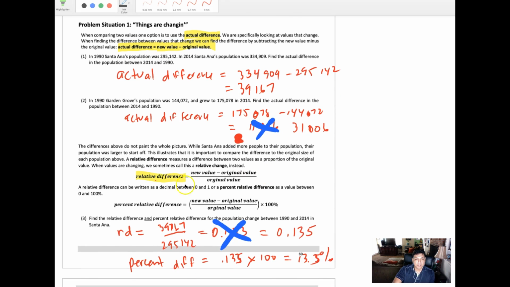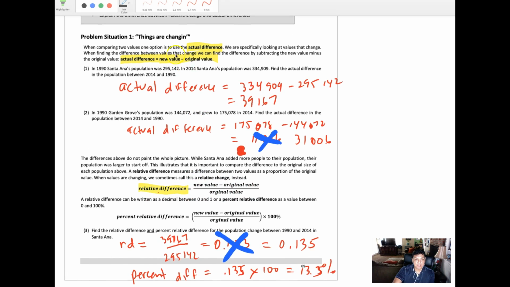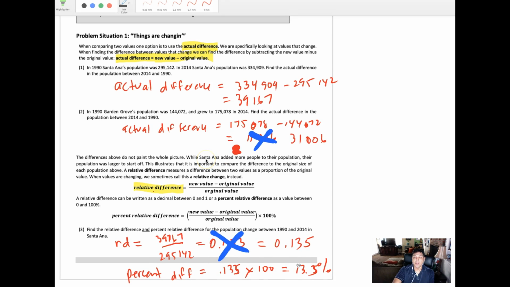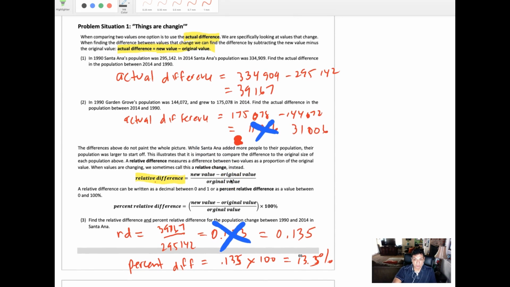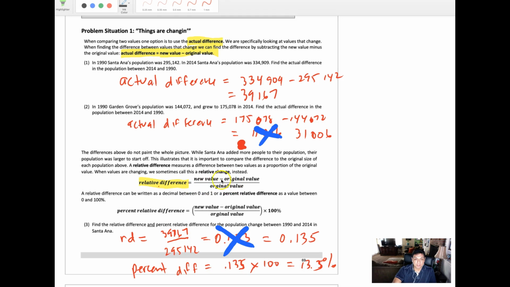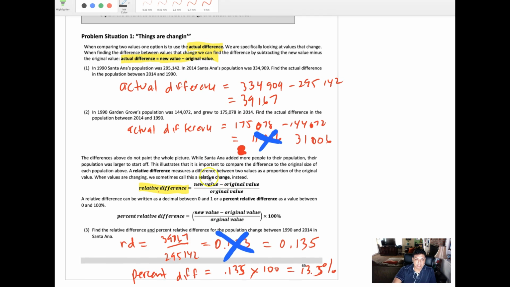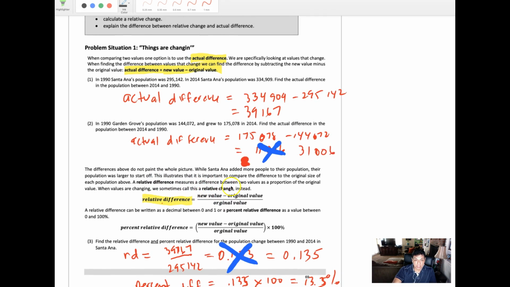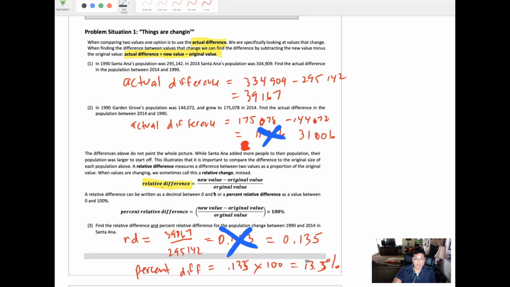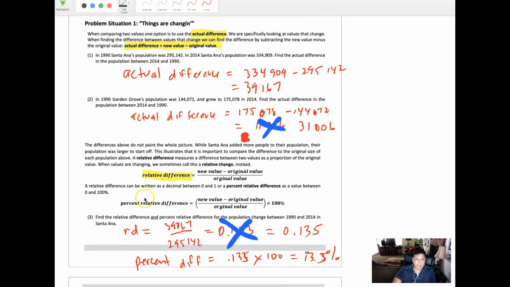Sometimes people want to know what's called the relative difference, and here's a formula for that. You notice the similarities, new value minus original value. And in these cases here, for relative difference, what we're going to end up doing is dividing by the original value. So what we're looking at is this idea of what we call relative change also. Sometimes it's called that. How is the values changing with respect to the original value? And then we could also convert that into a percent, or call the percent change or the percent relative difference.